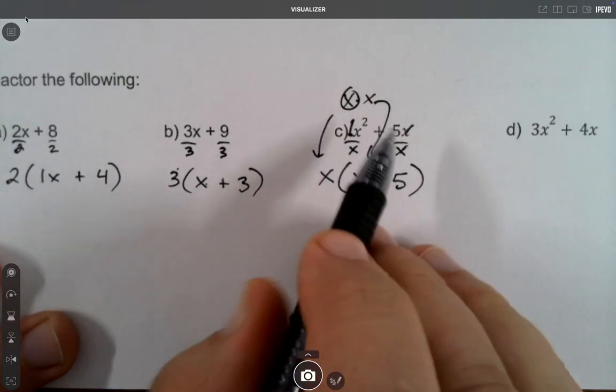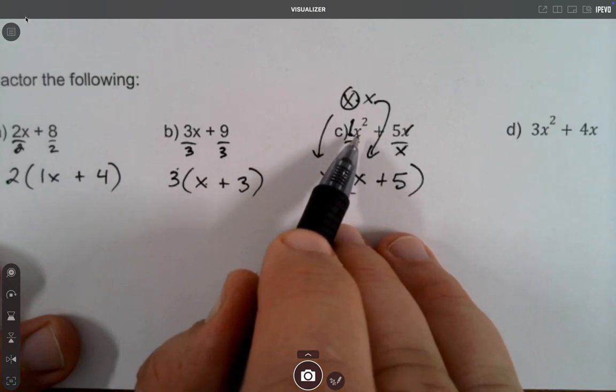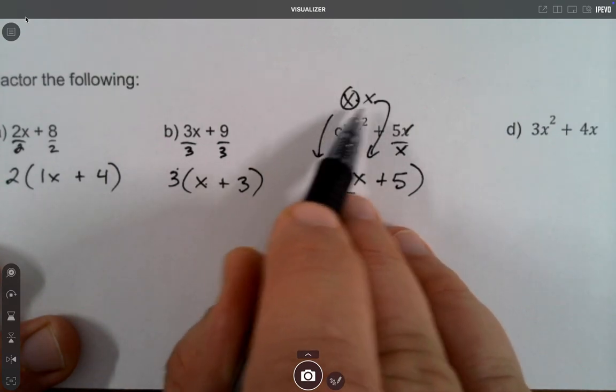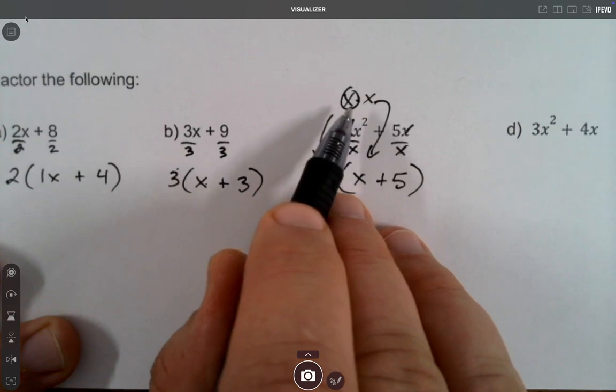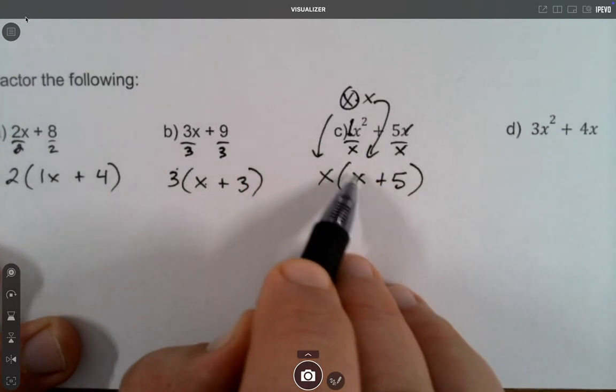I also kind of think of it as we have two x's here. And I don't mean it's 2 times x. I just mean it's an x times an x. So there's two of them being multiplied together. So I can pull one of them away, and when I pull one of them away, there's still one left over.